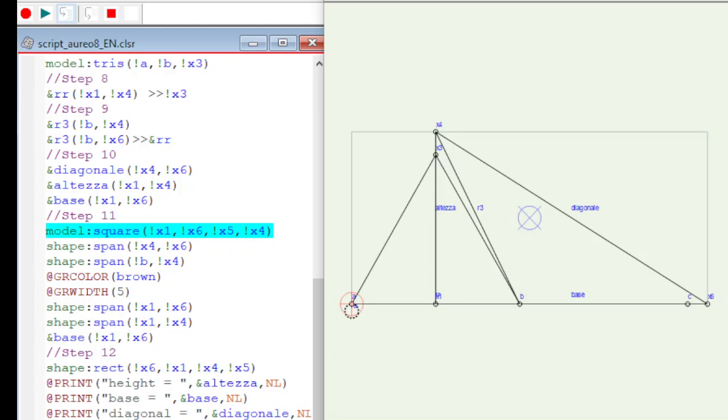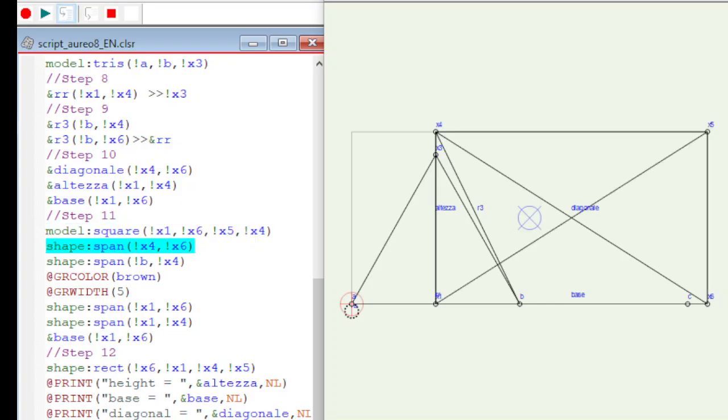Step 11. Validation via model. The command model square is applied to the four derived vertices. This is a verification phase. The system imposes the square rules defined in step 2. If the golden projection operations of the previous steps are correct, the vertices will accept the orthogonal constraints without errors. Otherwise, the model would reject the configuration, signaling a logical inconsistency.